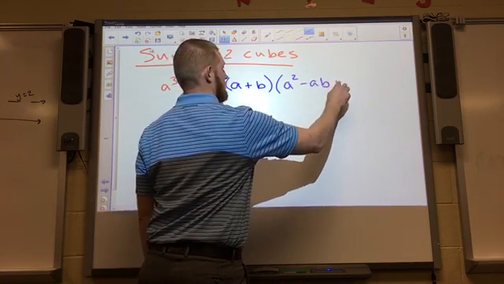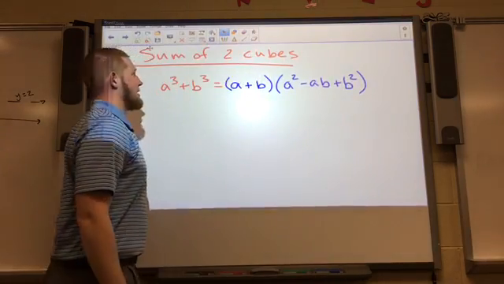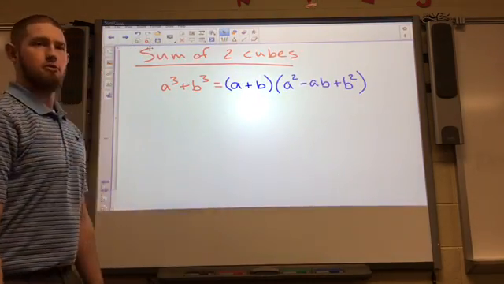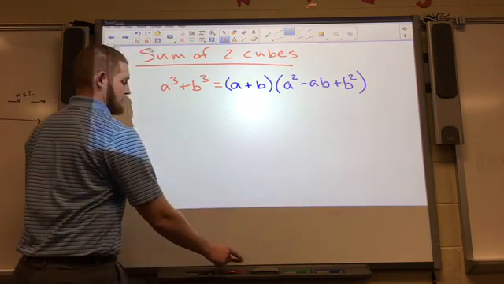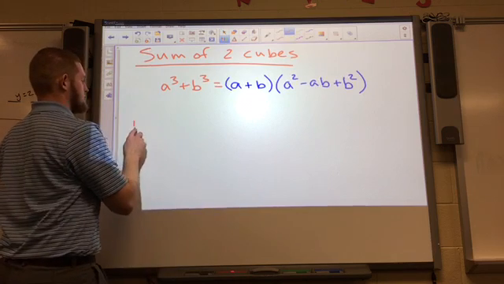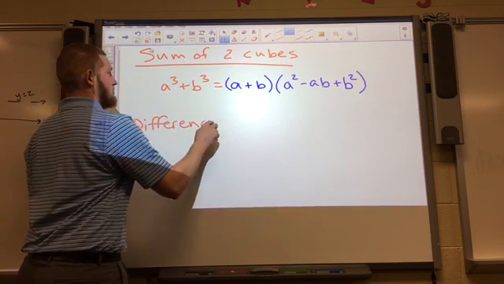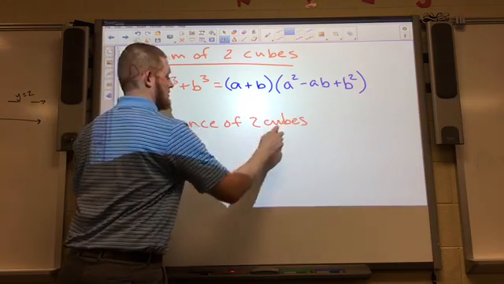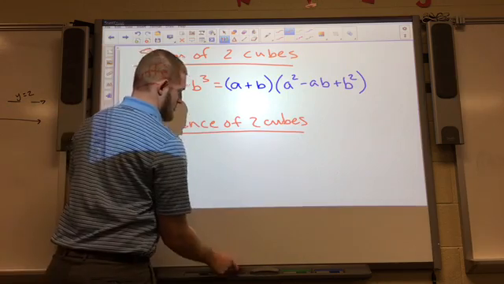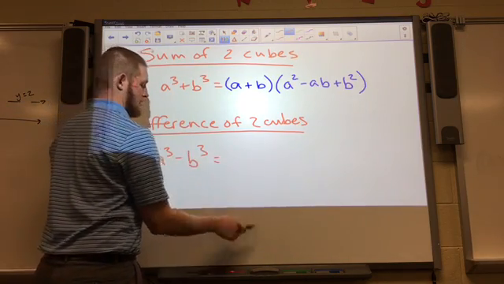Good. Okay. That is your sum of two cubes. Okay. So your difference of two cubes, very similar, right? So now I have a cubed minus b cubed.